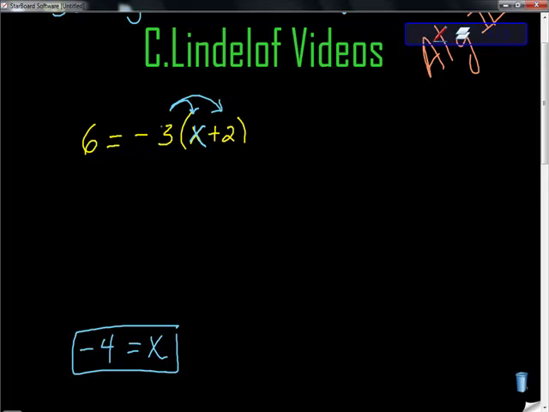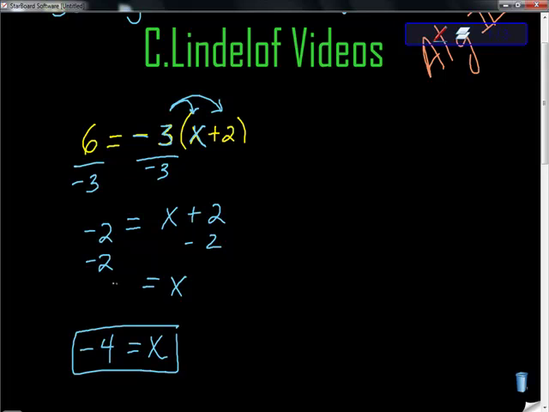The other thing you could do is this. Because this -3 right here is being multiplied by this whole quantity, that is, there's nothing outside of these parentheses, you could just divide now. You could divide both sides by -3. So 6 divided by -3 is -2, isn't it? That is equal to x plus 2, right? So subtract the 2, -2 here, -2 here, and you get x is equal to -4.